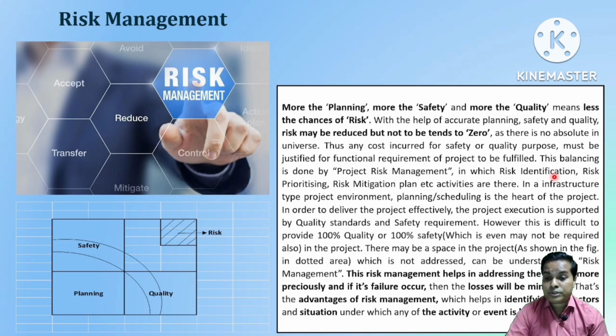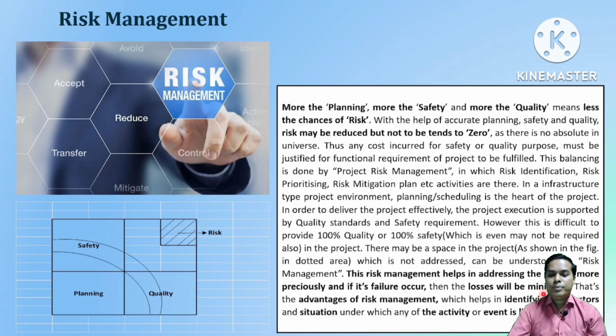So we have to take care of all the risks at the same level. And another thing, as I told you earlier, there is no such thing as 100% planning, 100% quality or 100% safety. It does not exist in the world. So 100% of risk also cannot be mitigated. Then what to do? Risk management helps in addressing the project more precisely, and if a failure does occur, then the losses will be minimum.